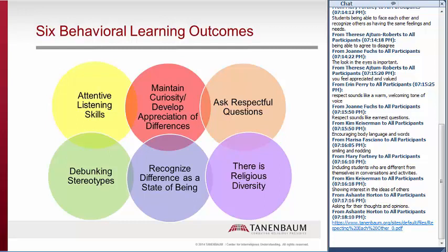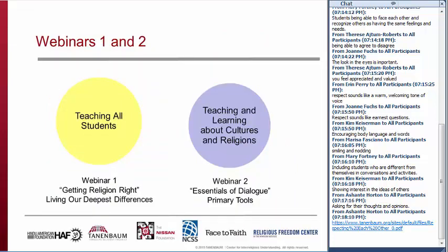And so these are the 6 learning outcomes, behavioral learning outcomes that we're seeking to achieve in our work, and we hope that educators that work with us can begin to see in their students. In webinar 1, our colleague Charles Haynes, in his session, Getting Religion Right, spoke about the idea of living with our deepest differences. And this harkens to Tannenbaum's first principle of teaching all students.